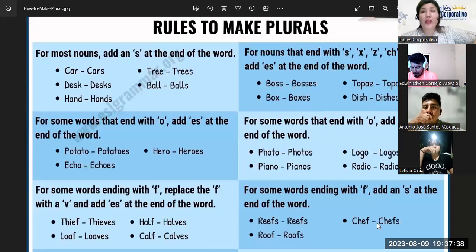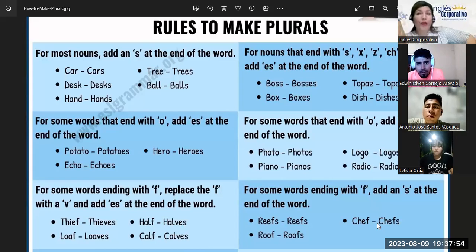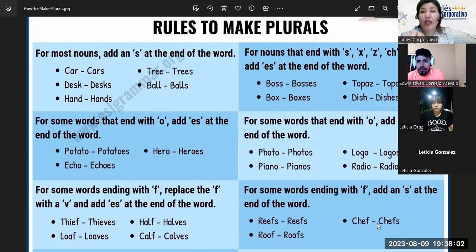I wanted to make a quick stop to explain a little bit about the plurals, right? What are the plurals? How do you make them? The plurals are actions that you do with the nouns, right? When you have more than one thing. This is not the third person. This is the nouns. Okay, esto lo hacemos con los nombres, con los objetos.